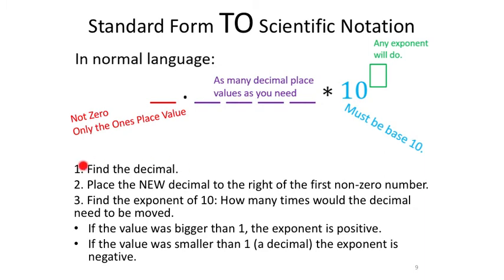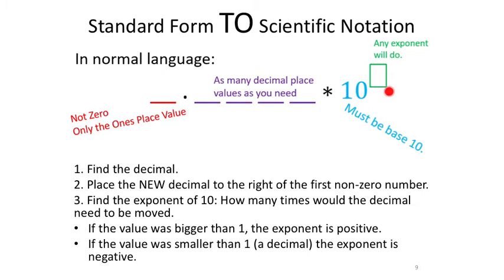So the first thing we'll do is determine where the decimal is in the regular number. Then we'll determine where the decimal needs to be, which is, again, between the first non-zero number and the next number. It doesn't matter what that second number is, though. Okay, so again, we'll find the decimal, and we'll put the decimal where it will need to go in scientific notation.